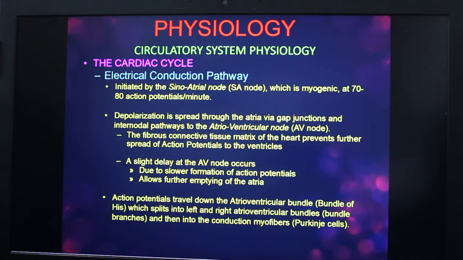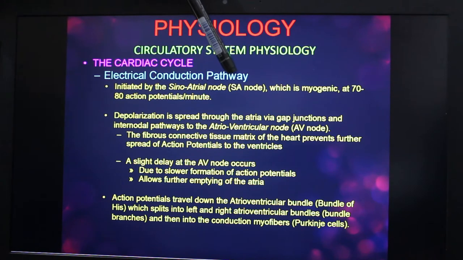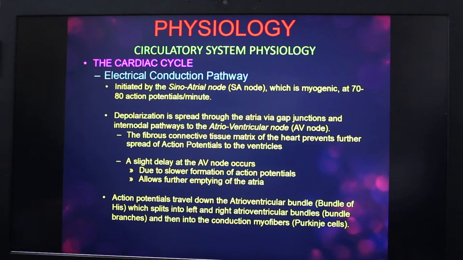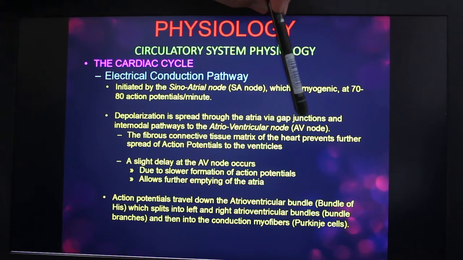Let's take a look at the electrical conduction pathway. It is initiated by the sinoatrial node, or in short, the SA node, which is myogenic at 70 to 80 action potentials per minute, which means it produces 70 to 80 impulses per minute. The depolarization is spread through the atria via gap junctions and internodal pathways to the atrioventricular node, or in short, the AV node.